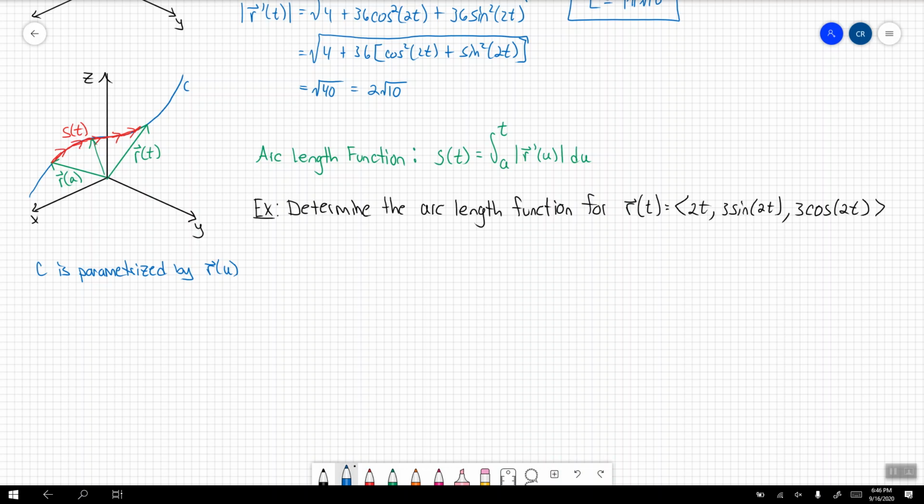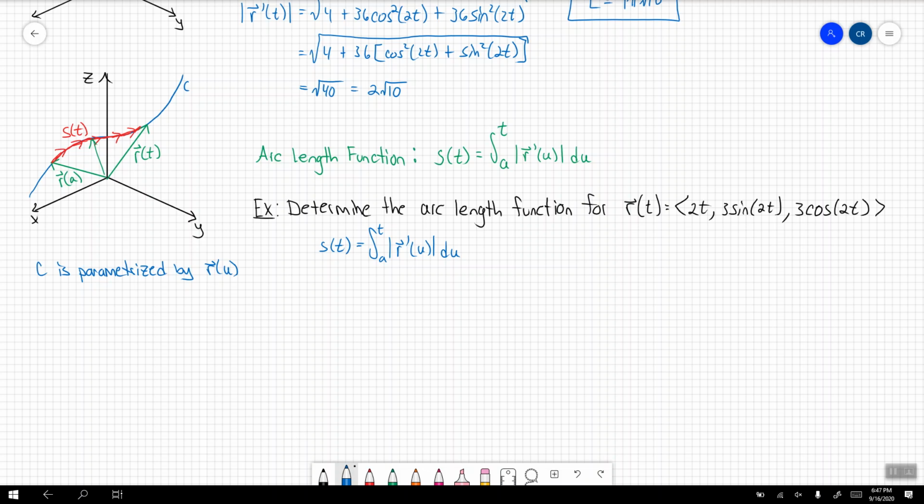And to determine this arc length function, what we're going to do is work with s of t. And s of t is going to be my arc length function. This is now going to be integrated over the interval from a to t, of the magnitude of r prime of u, and we're going to have to integrate with respect to u. So the first thing that we have to do is find this magnitude.